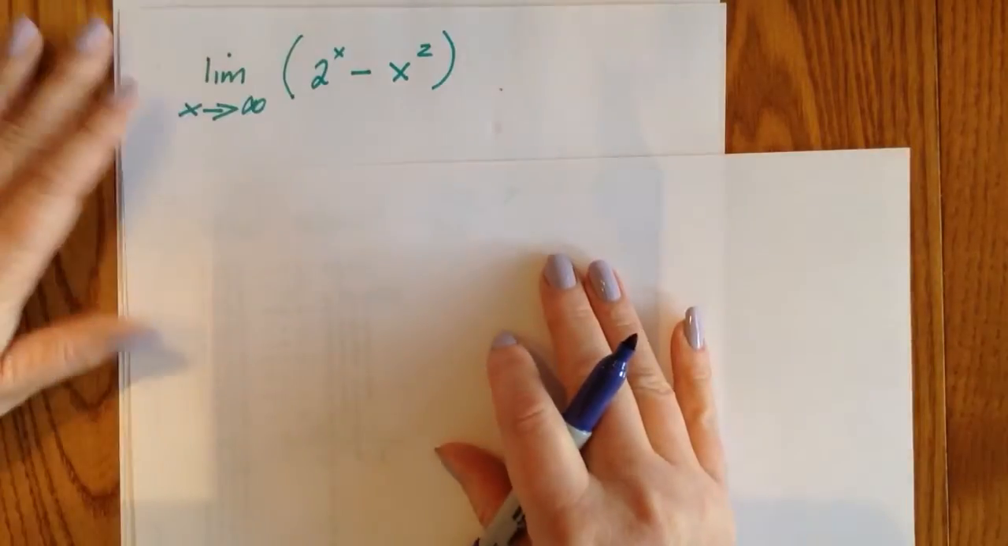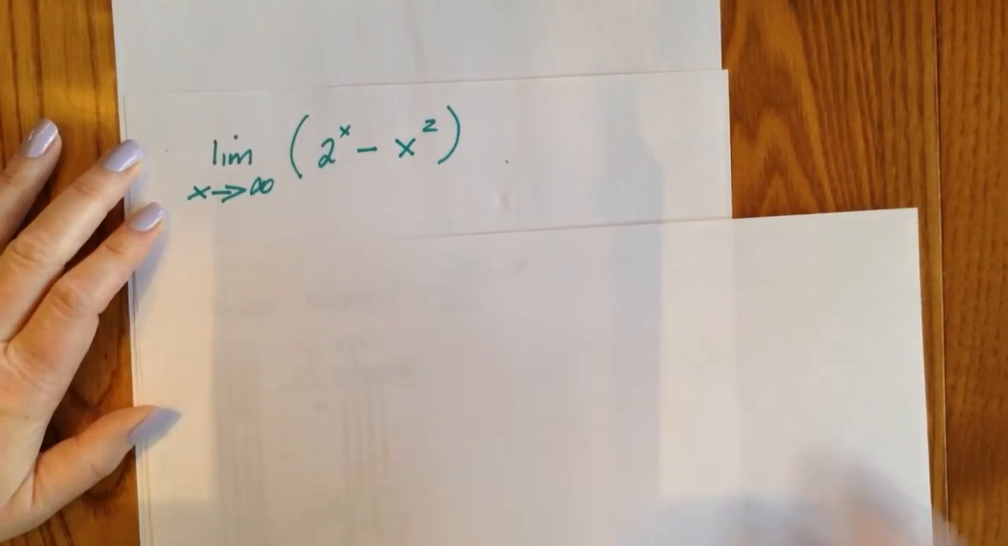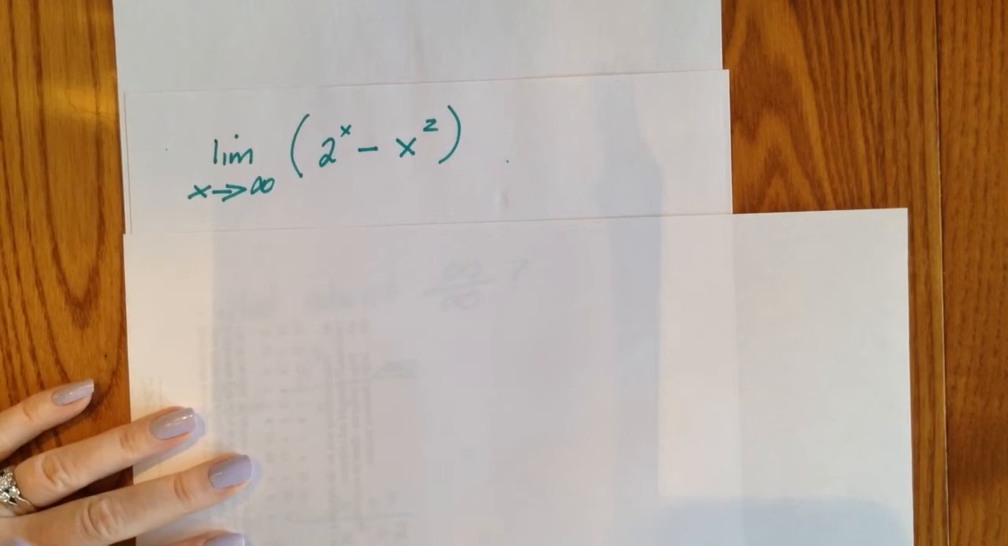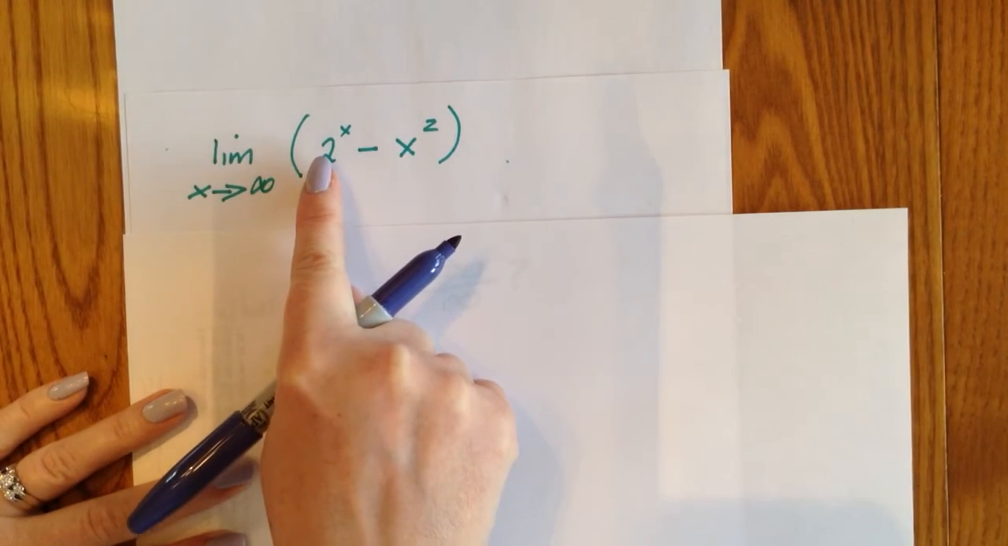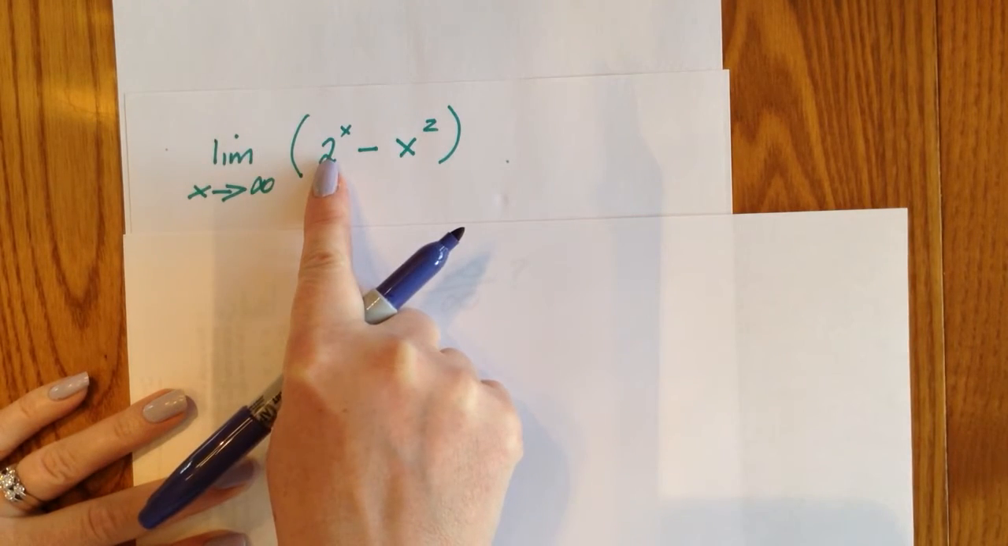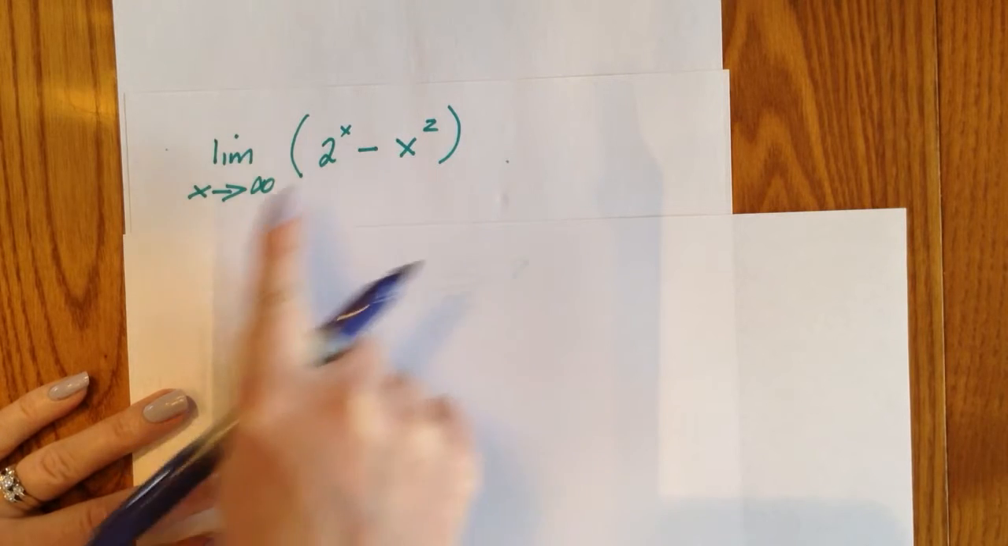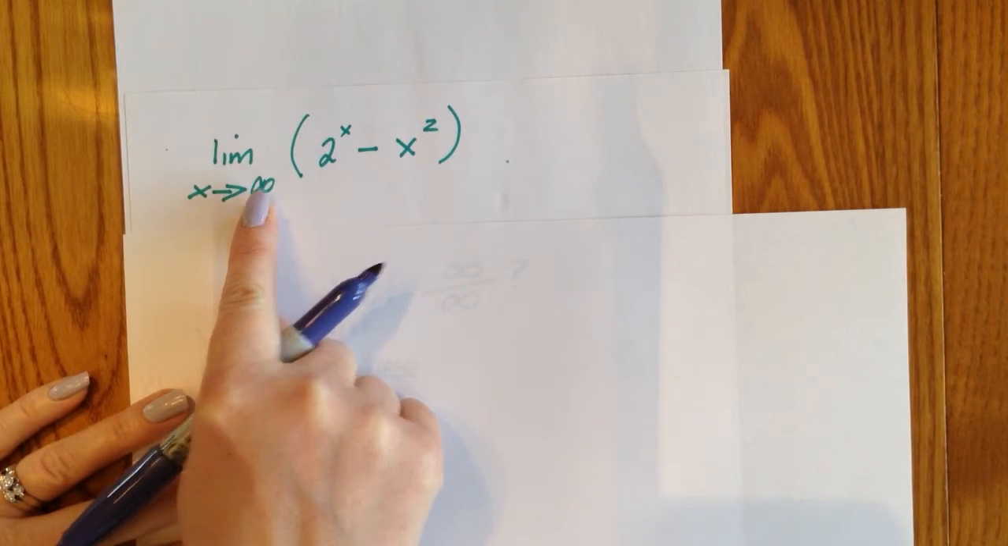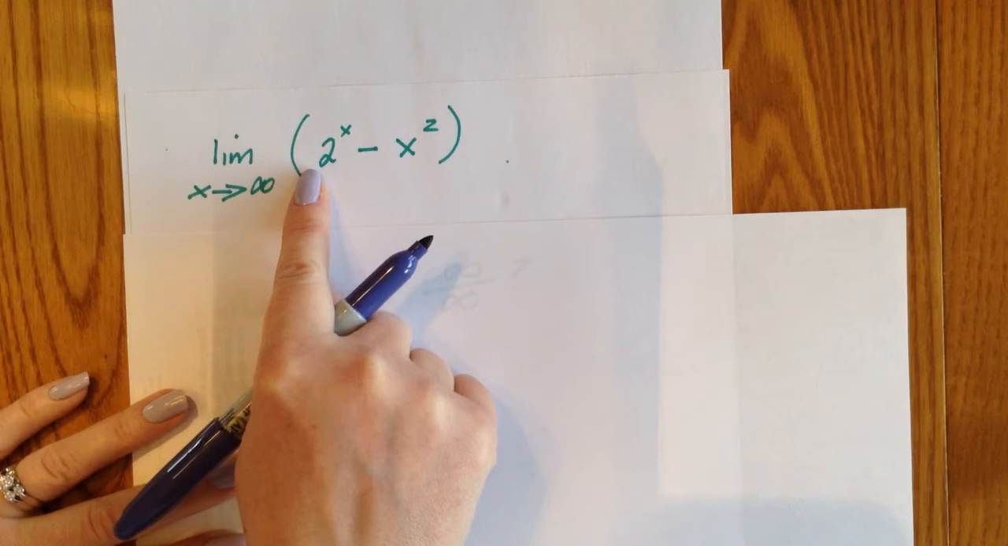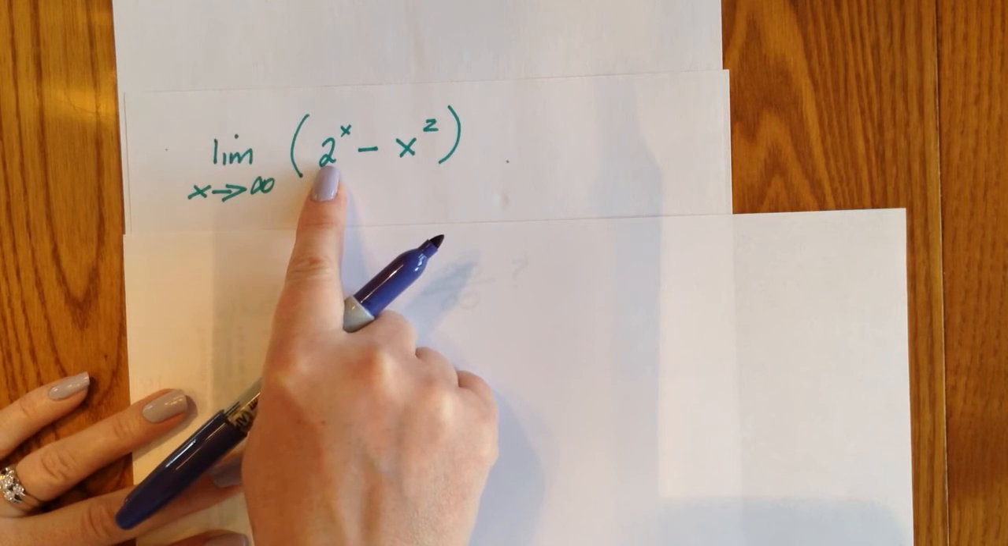All right? Hey, let's look at some more examples with these limits as x goes to infinity. Oh, I'm so glad you asked. Here they are. All right, look at this example with me. Now, this time, I have two terms, two functions. X is going off to infinity, and we have two terms. We just looked at 2 to the x.